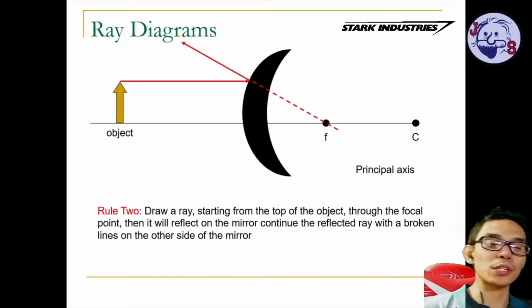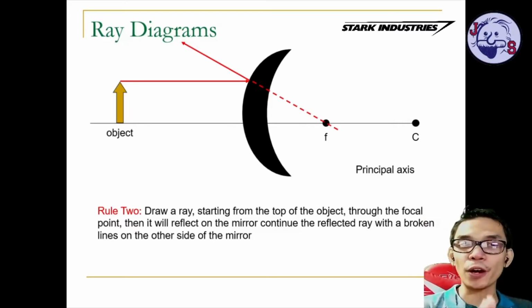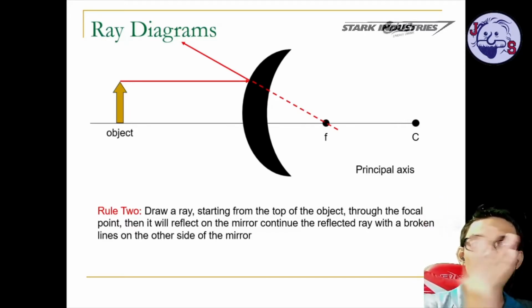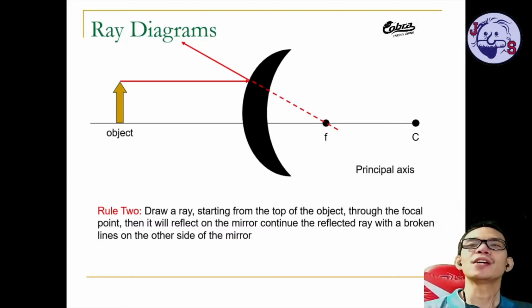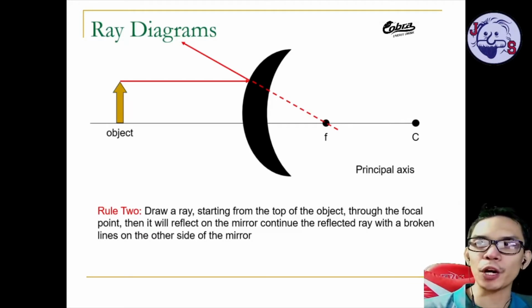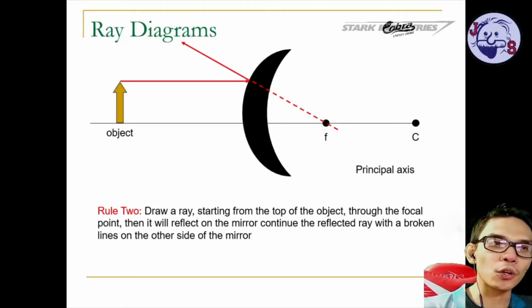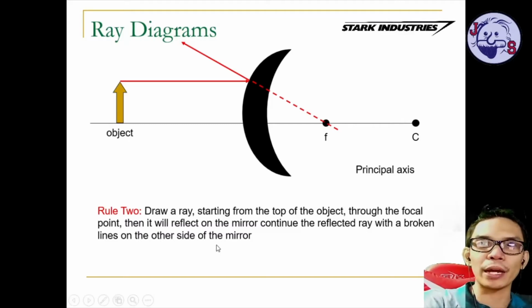So draw a line. This is the focal ray. Remember, focal ray is focal point to principal ray. So focal point F to P. Draw a ray starting from the top of the object through the focal point. Then it will reflect off the mirror. Continue the reflected ray with the broken lines on the other side of the mirror.